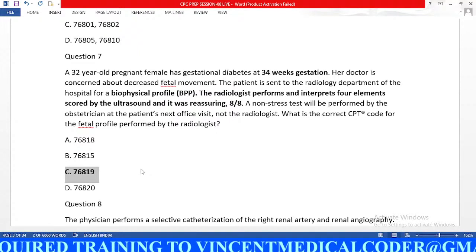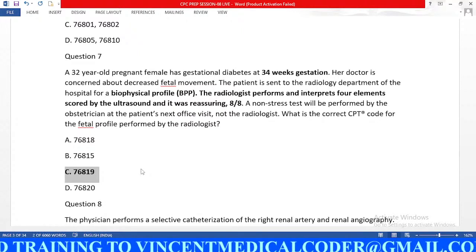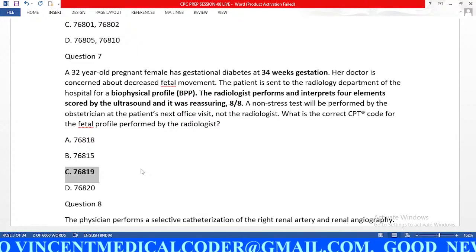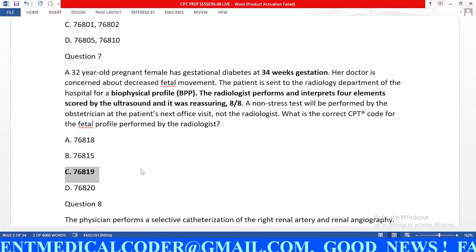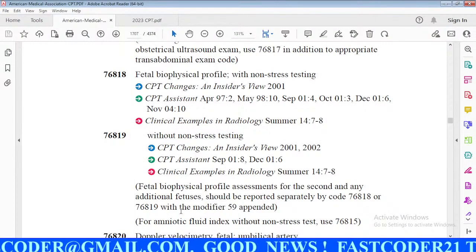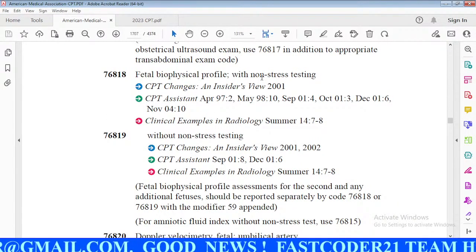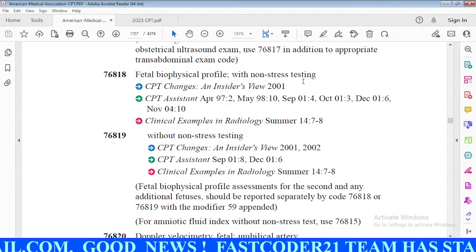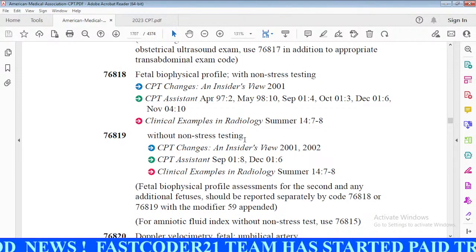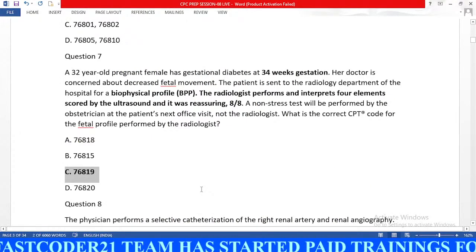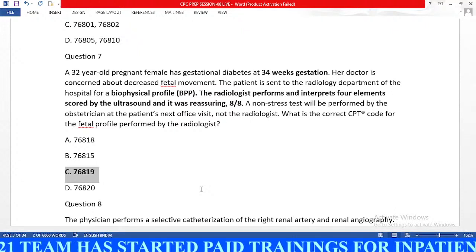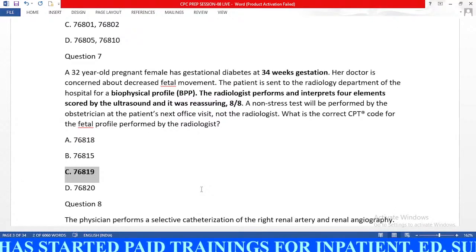Yeah, correct. The non-stress test is in the upcoming visit, not in this visit. So Supriya, it is 768-19. 18 is for with non-stress testing, which is not mentioned by the physician. So you need to consider 768-19, without non-stress testing. This is very important. When writing the exam, you need to identify the indentation properly. If you find the indentation correctly, you can write the answer easily.